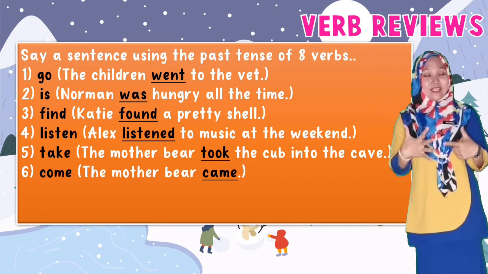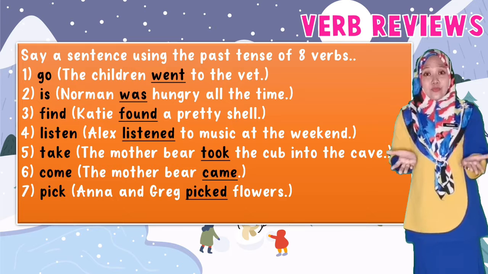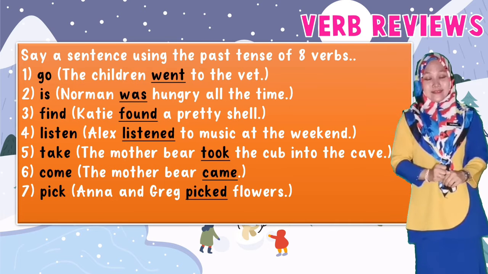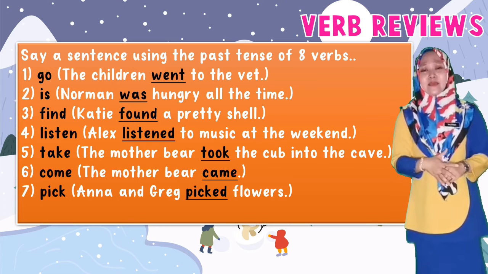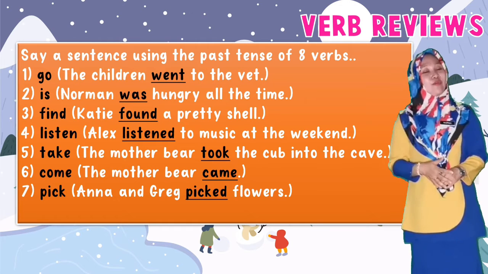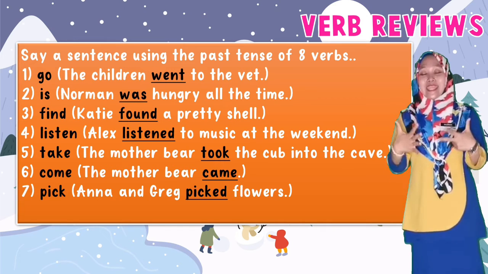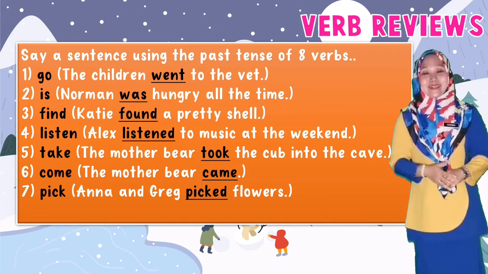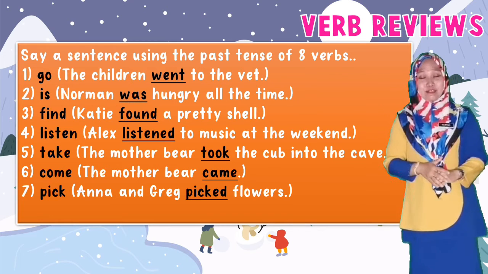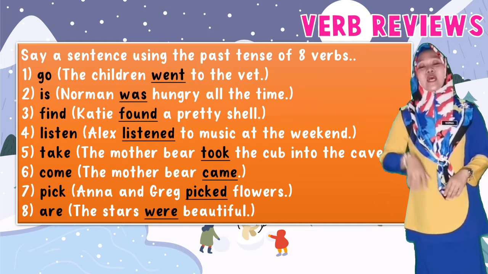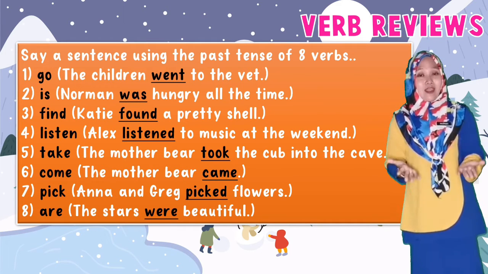Verb number 7. Pick. Anna and Greg picked flowers. We use the word picked with ed in the sentence because picked is the past form of the verb pick. And the last one, verb number 8. Are. The stars were beautiful. Here we use the word were in the sentence because were is the past form of the verb are.